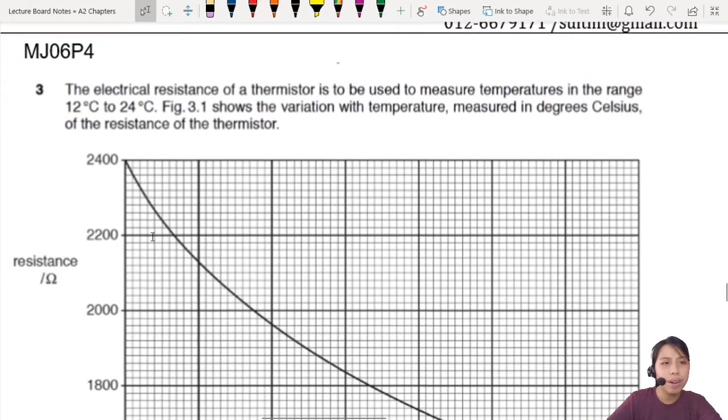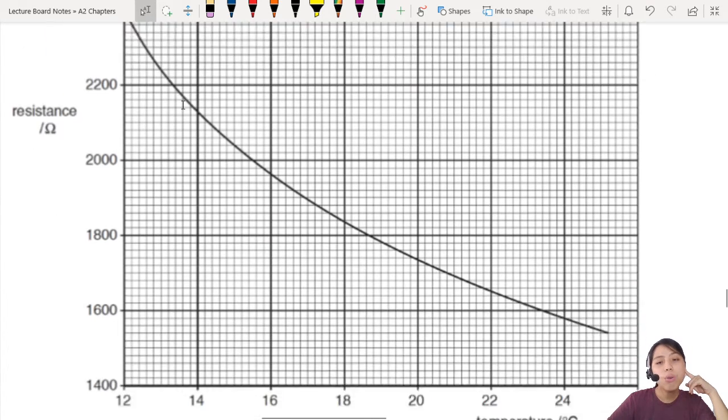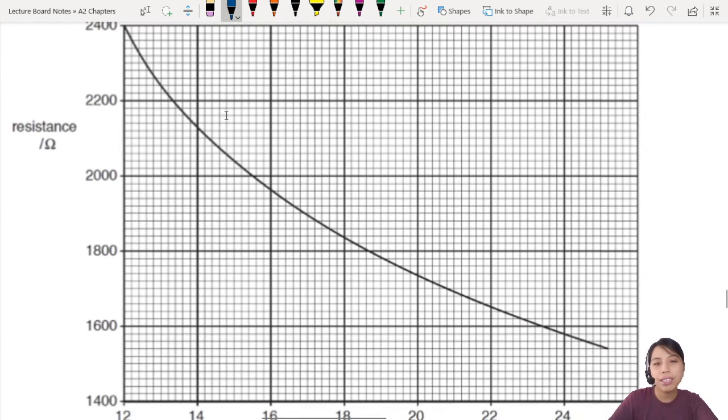Ooh, interesting. There's a graph. May-June 2006 paper 4. Electrical resistance of a thermistor is used to measure temperature in the range of that. Oh, thermistor. Miss, we didn't learn thermistor in the thermometers. You kind of did. In AS, thermistors are a special kind of resistor with this symbol. When it's hot, their resistance goes down. Hence, this graph is called a negative temperature coefficient.